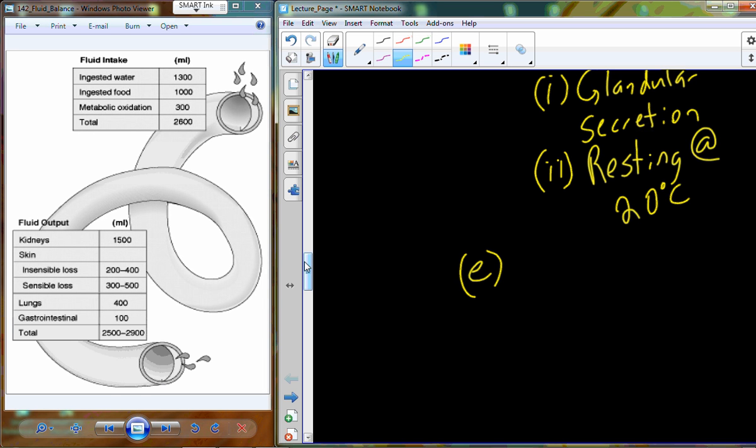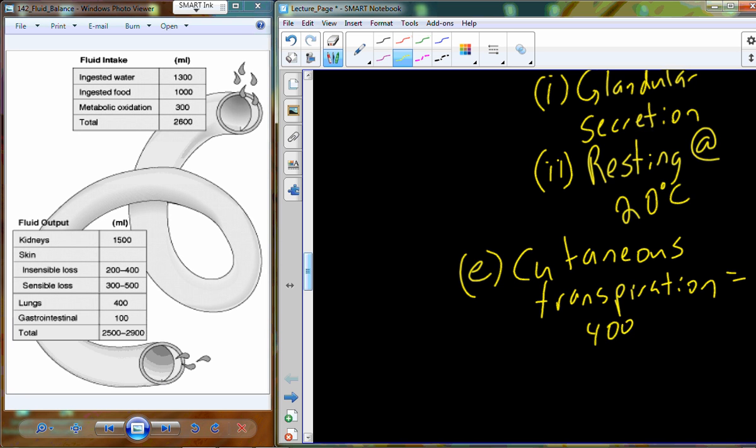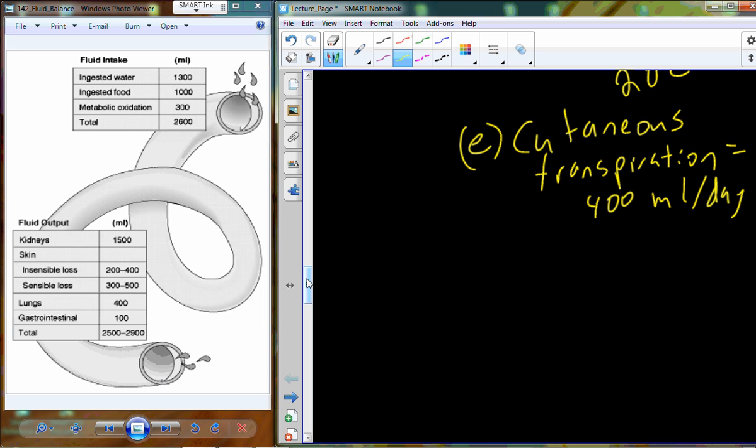All right, now the last type of water loss is something that you're familiar with, but you probably don't know its name. The name is cutaneous transpiration. Cutaneous transpiration is about 400 milliliters per day. Now it's cutaneous, and so it's actually related to the skin as well. Sweat is a glandular secretion. Sweat comes from glands, right? From things that we call sweat glands.